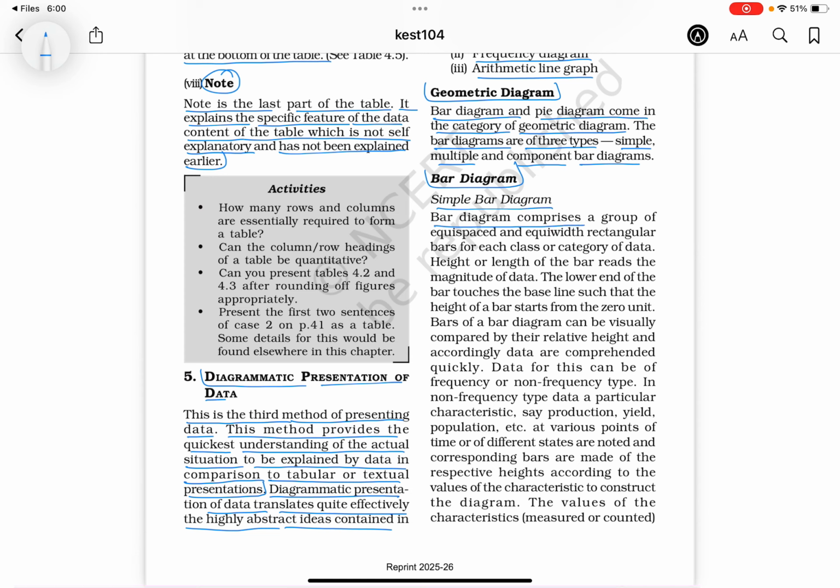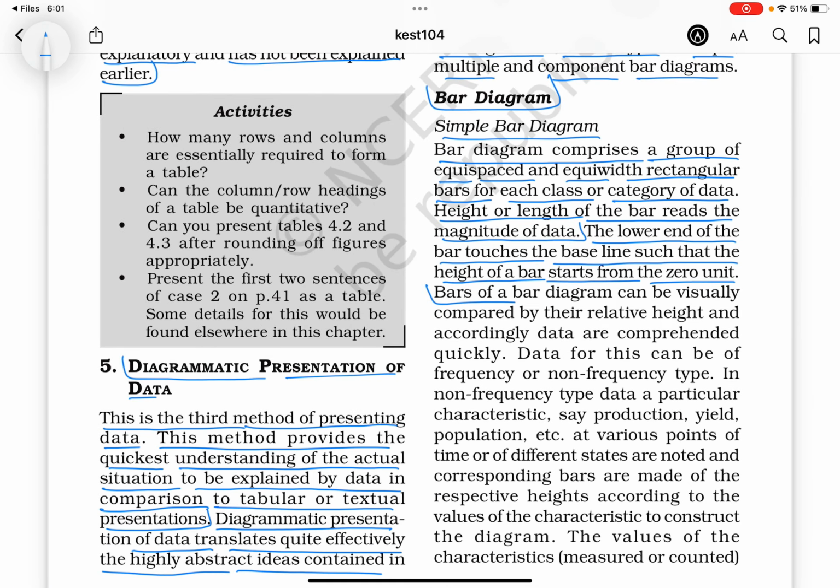A bar diagram comprises a group of equispaced and equivalent rectangular bars for each class or category of data. The height or length of the bar represents the magnitude of data. The lower end of the bar touches the baseline such that the height of a bar starts from the zero unit. Bars of a bar diagram can be visualized and compared by their relative height, and accordingly data are comprehended quickly.